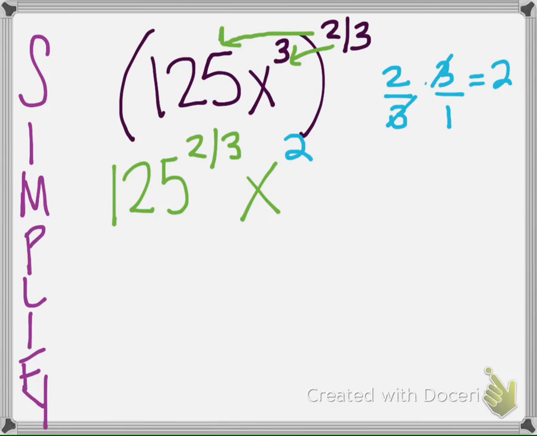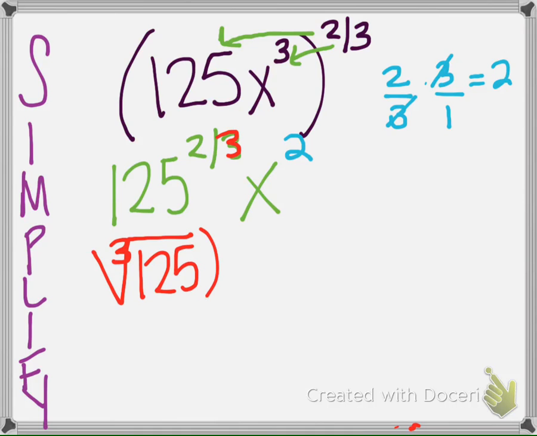So I'm going to go ahead and write 125 to the 2/3 as a radical to see if that helps me in simplifying that further. So the 3 tells me that it is a cube root. So we have the cube root of 125, which the cube root of 125 is 5, and then 5 squared is 25.